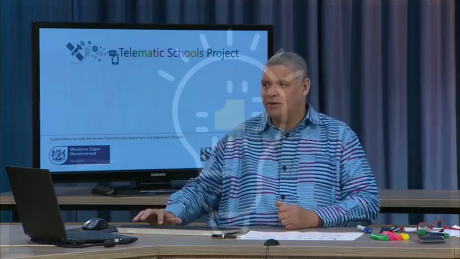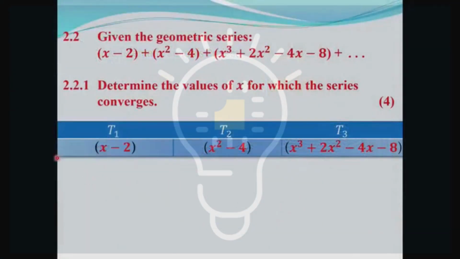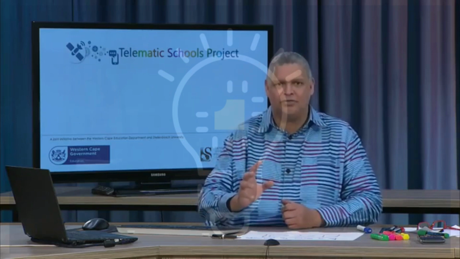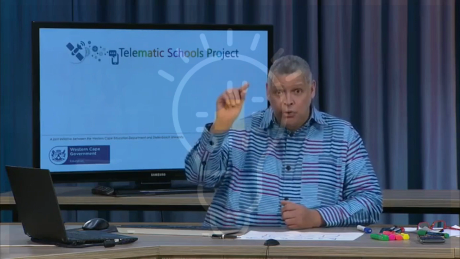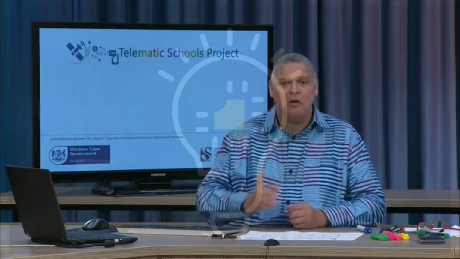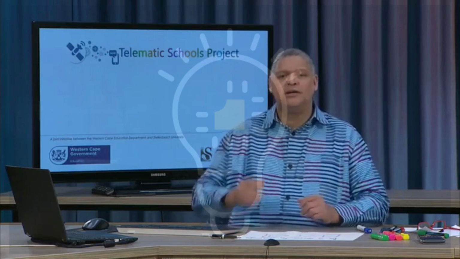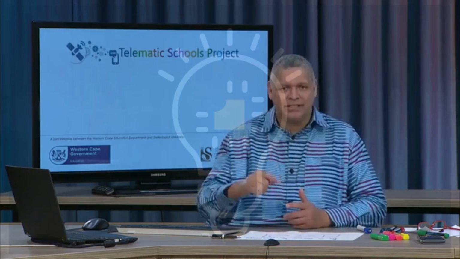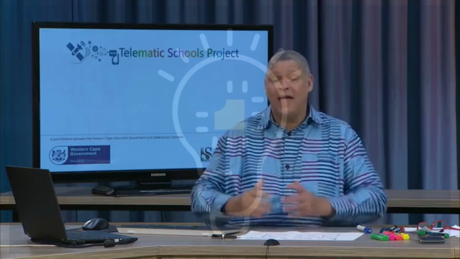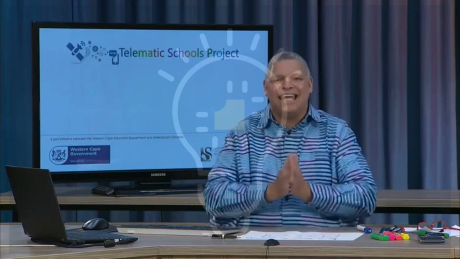Well, let's go further, right? So there we have our term 1, as we can see it here. There's our term 1, x minus 2. Our term 2 is x squared minus 4. And there we have our term 3 here. So how do we find the ratio, right? The common ratio of a geometric series or geometric sequence? This is how we find it. Term 2 divided by term 1 must equal term 3 divided by term 2. In turn, term 4 divided by term 3 must equal term 3 divided by term 2. That's how we find the ratio of any geometric series or any geometric sequence as well.